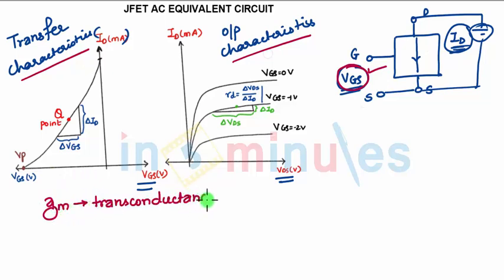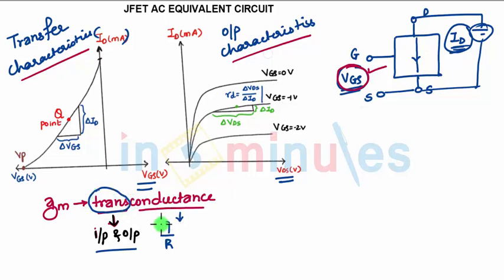Now what is the meaning of trans and conductance? Trans, since the relationship is between input and output. And why is it called conductance? Because it is 1 upon resistance, so it is called conductance. Hence the relation between input and output, hence trans, and since it is 1 upon resistance, so conductance, hence it is called transconductance.